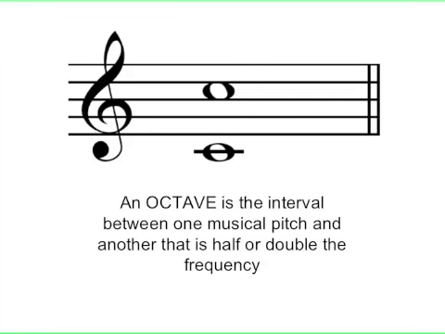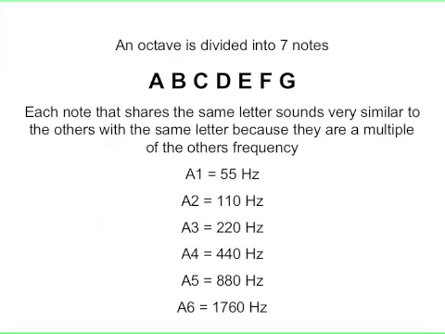And this is where the idea of octave comes in. An octave is the interval between one musical pitch and another that is half or double the frequency. So an octave is divided into 7 notes. This once again is in our system of music: A, B, C, D, E, F, G. Each note that shares the same letter sounds very similar to the others with the same letter because they are multiples of the other's frequency. So let's look at how A progresses here.